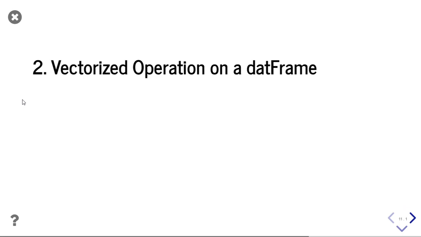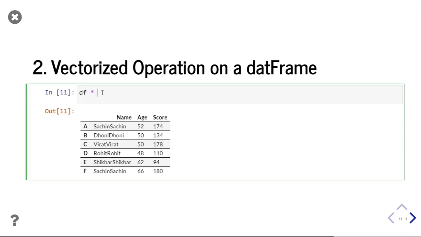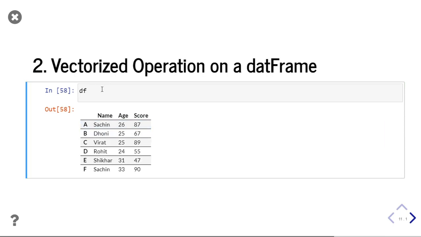Second is vectorized operation on data frame. Vectorized operations means when I perform any operation on data frame, it will be performed on each and every element of the data frame. So if I am having data frame DF is this, so if I multiply it by 2, so every element, Sachin 2687, Dhoni 2567 to Sachin 3390. All the elements will be multiplied by 2.